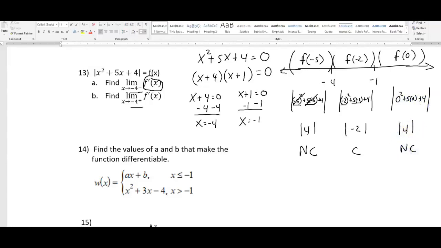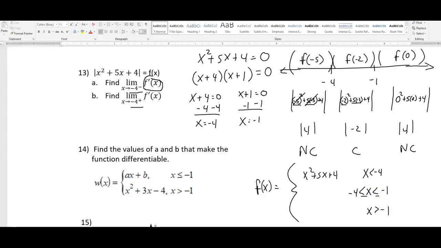And so here's my function then, written as a piecewise function. We have three intervals. We have x is less than -4. We have x between -4 and -1. And we have x is greater than -1. And we'll just put some equal signs there in the middle. It doesn't matter where you put them.